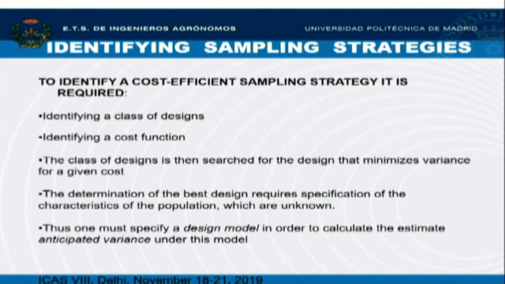Well, let's begin with the sampling, the application of remote sensing, particularly to sampling designs. You know that to identify a cost-efficient sampling strategy, it is required to identify a class of designs and to identify a cost function. The class of designs is then searched for the design that minimizes the variance for a given cost.